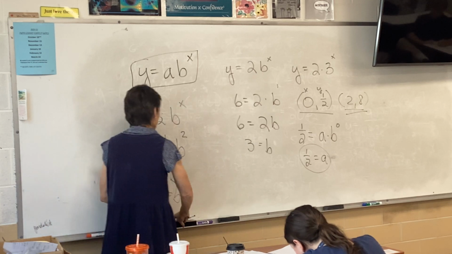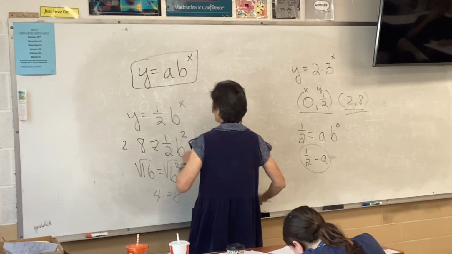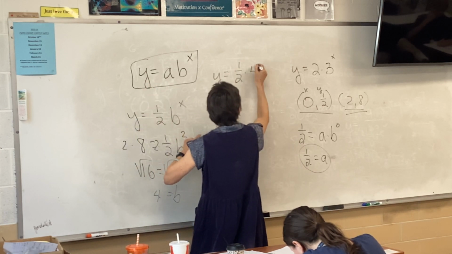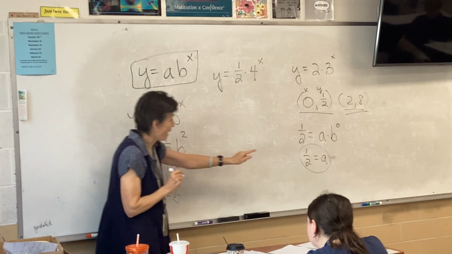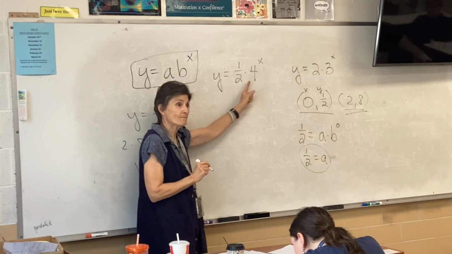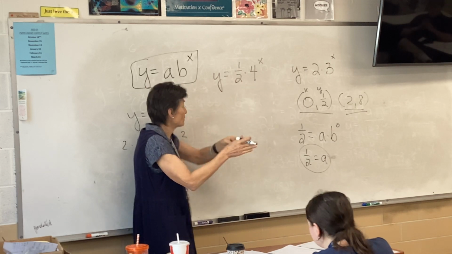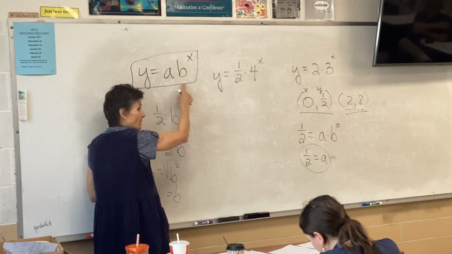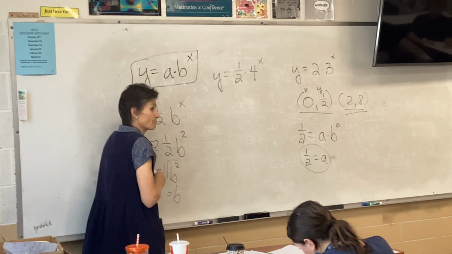So then I write my answer, remembering that a and b are separate numbers. So y equals 1/2 times 4 to the x. My a was 1/2 and my b was 4. Do not ever multiply these together. They are two separate numbers. When we wrote our general format, see how they're two separate numbers? They stay two separate numbers with the times in between them.